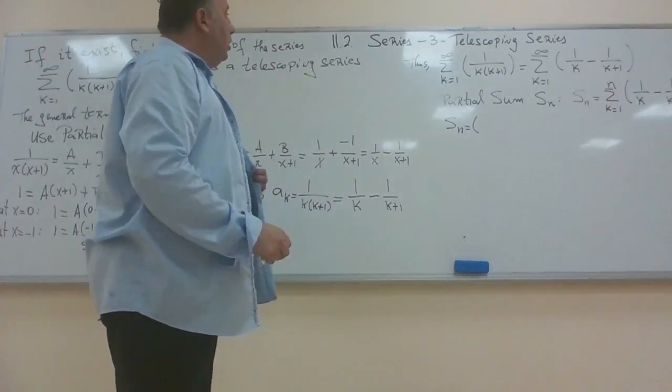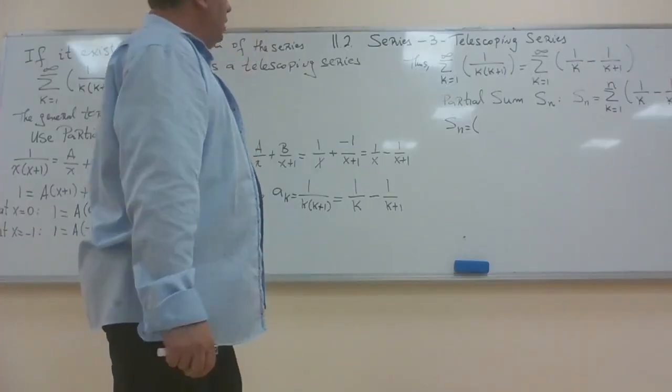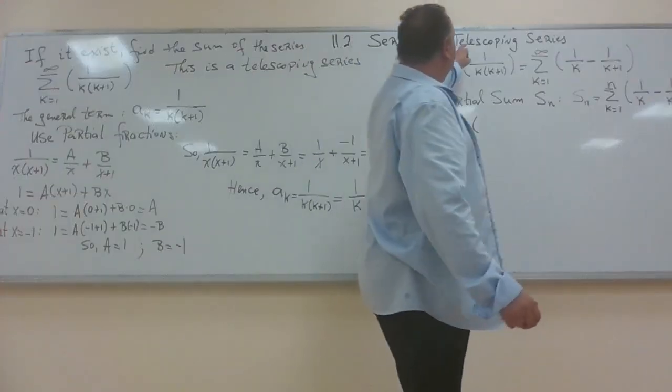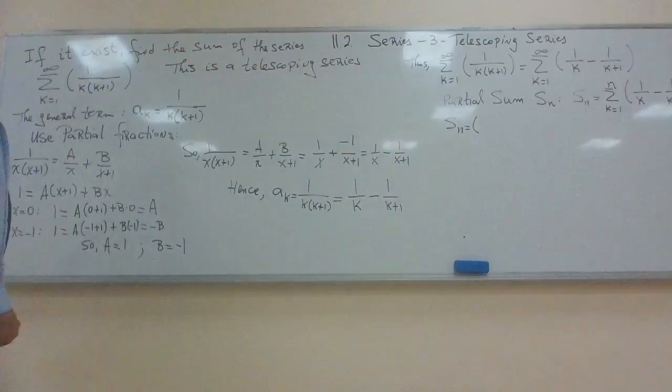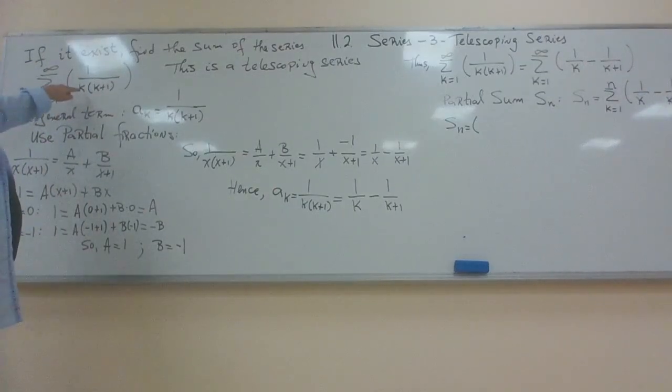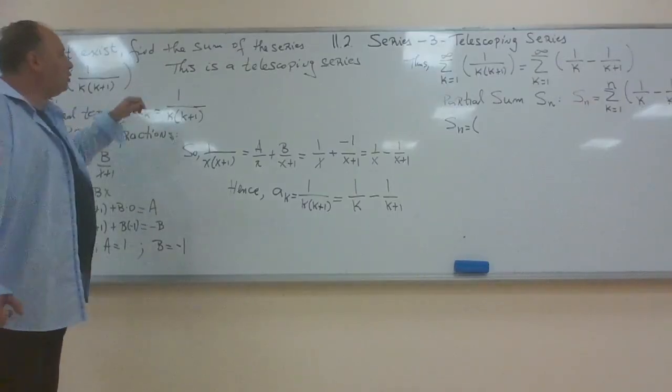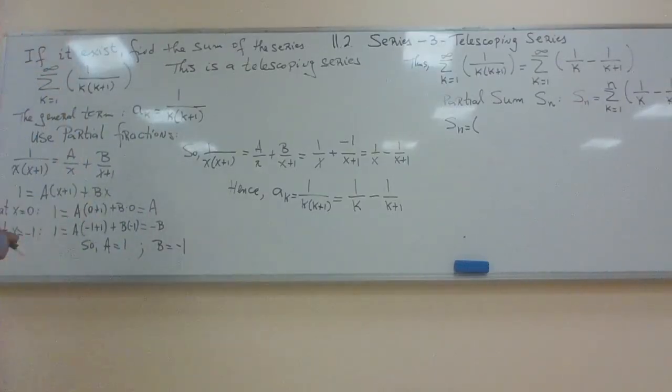Another example of the series that we will see is called telescoping series. You will see why. So the problem normally is asking us to find the sum of the series, if the sum exists. So the series given here is 1 divided by k factor of k plus 1, k goes from 1 to infinity. So this series is called telescoping. You will see very soon why.